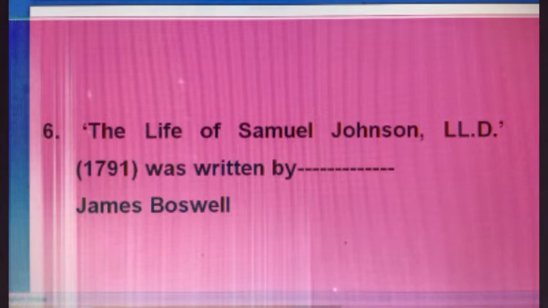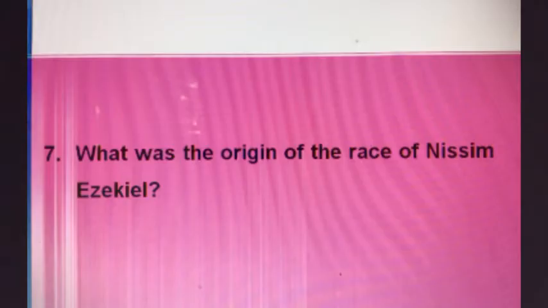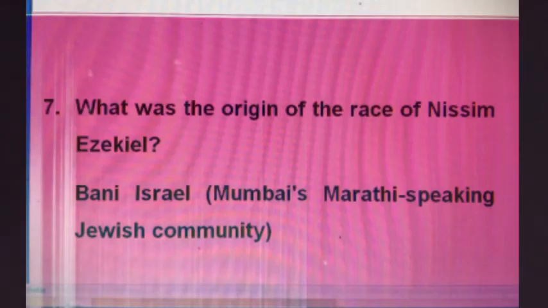Now the seventh question. What was the origin of the race of Nissim Ezekiel? Answer, Bene Israel, which is Mumbai's Marathi-speaking Jewish community. What was the origin of the race of the Indian English poet Nissim Ezekiel? Bene Israel, Mumbai's Marathi-speaking Jewish community.